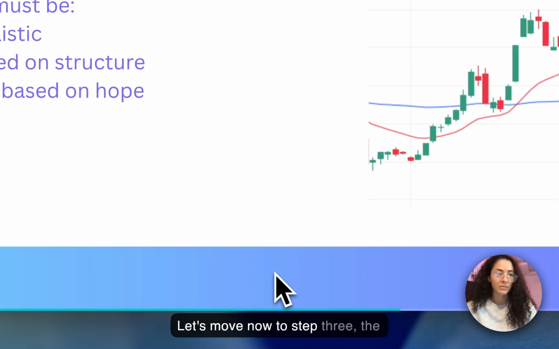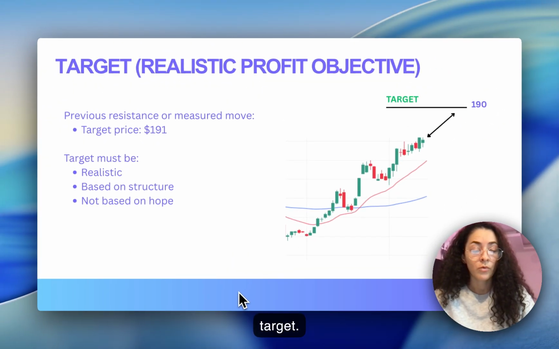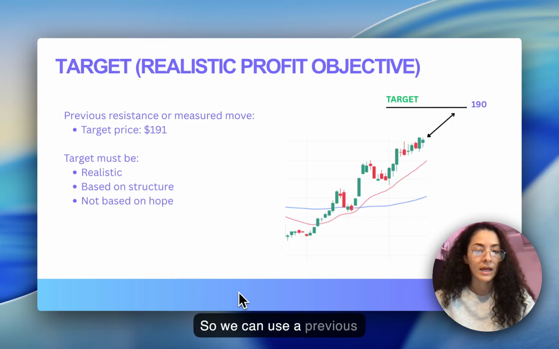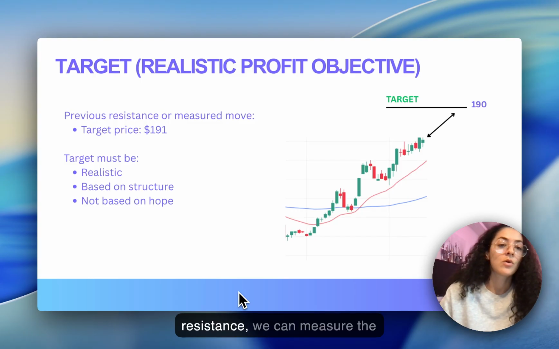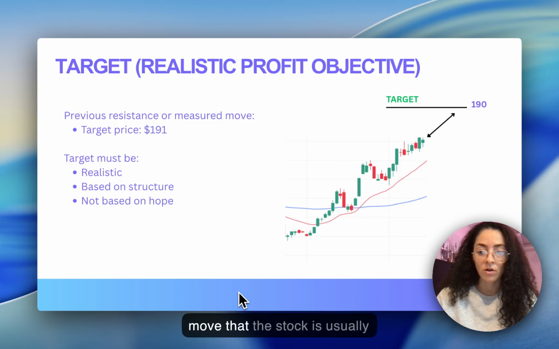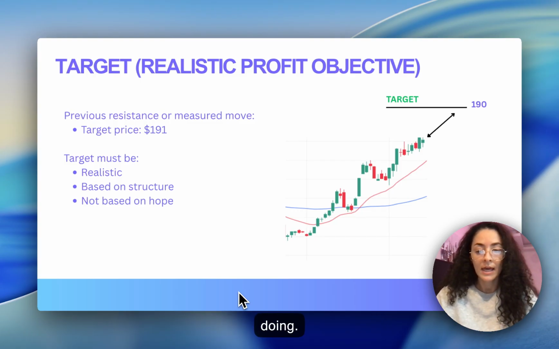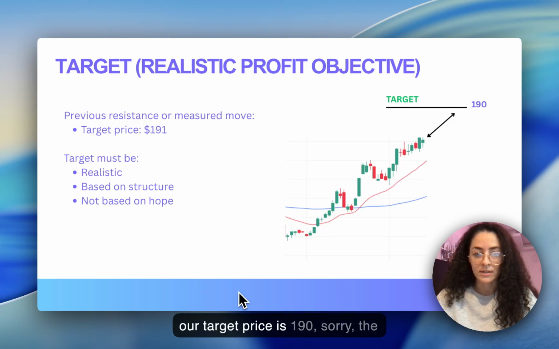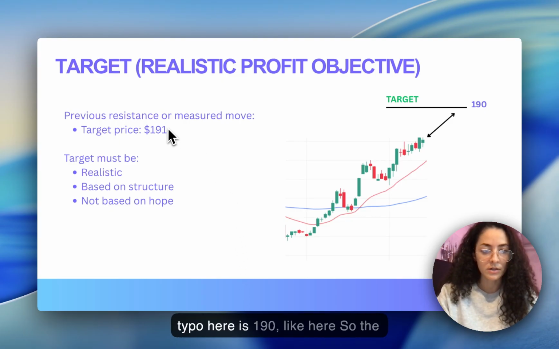Let's move now to step 3, the target. We need to try to choose a realistic profit objective. So we can use a previous resistance. We can measure the move that the stock is usually doing. In this example, we decided that our target price is 190. Sorry, the typo here is 190, like here on the chart.